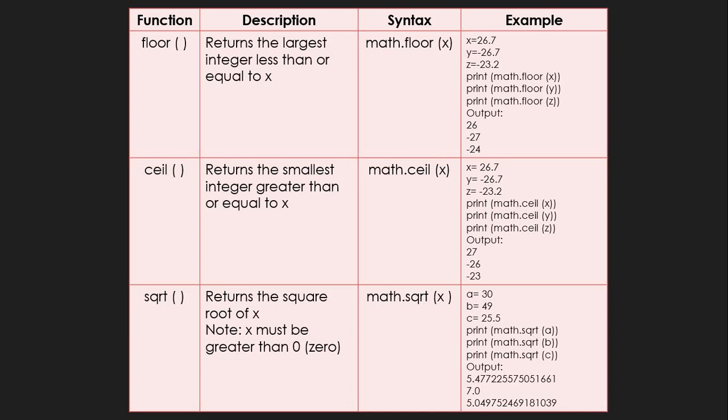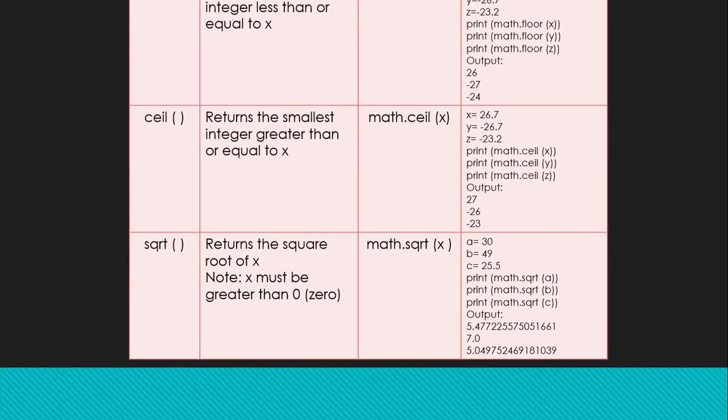If you use it along with the ceil function, it will give an output as the smallest integer greater than x. So which is greater than x? 27. Minus 26.7, which is greater than that? Minus 26. Minus 23.2, which is greater than that? It is minus 23. So if you look at it carefully and understand it properly, you will know that they are just the opposite of each other and easy to remember. Next comes the sqrt function, which helps you to find the square root of the given value, and we incorporate that sqrt function along with the math keyword, right?